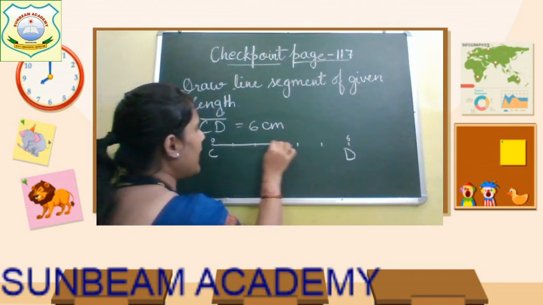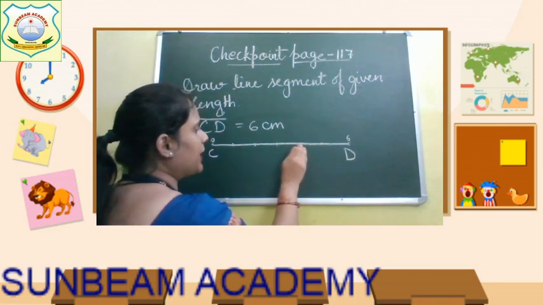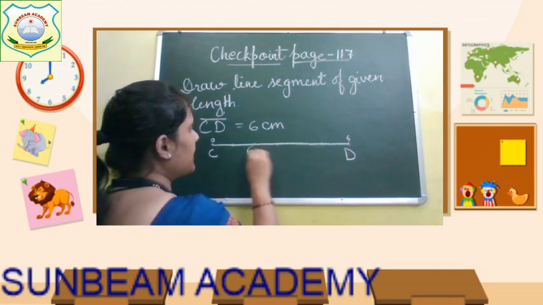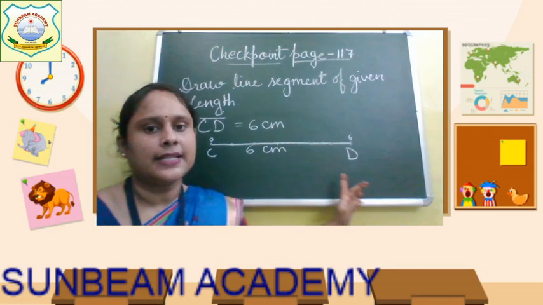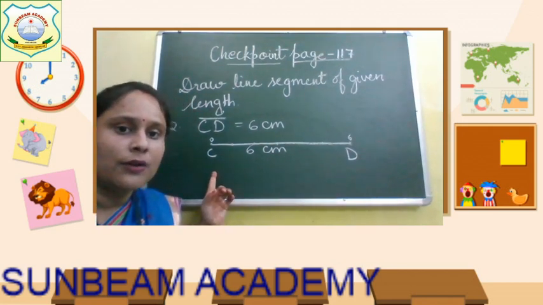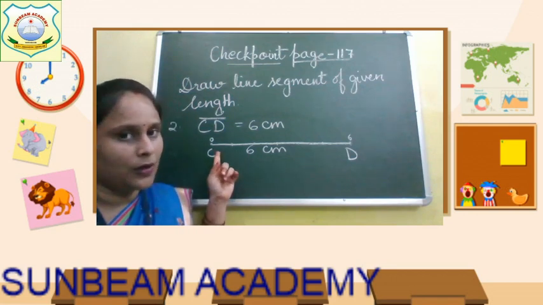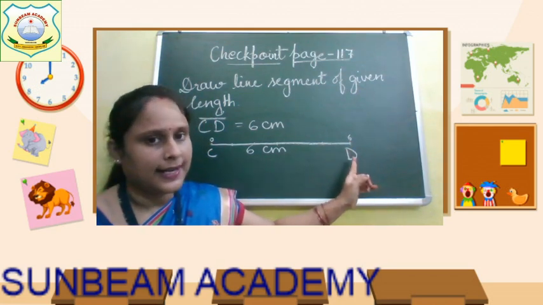Now you draw a line like this. So at 6 centimeter you will write D. Okay. So this line segment is of 6 centimeter. So your line segment CD is of 6 centimeter. Where I have drawn 0, I have placed point C at 0, and D we have written where we find 6 centimeter.